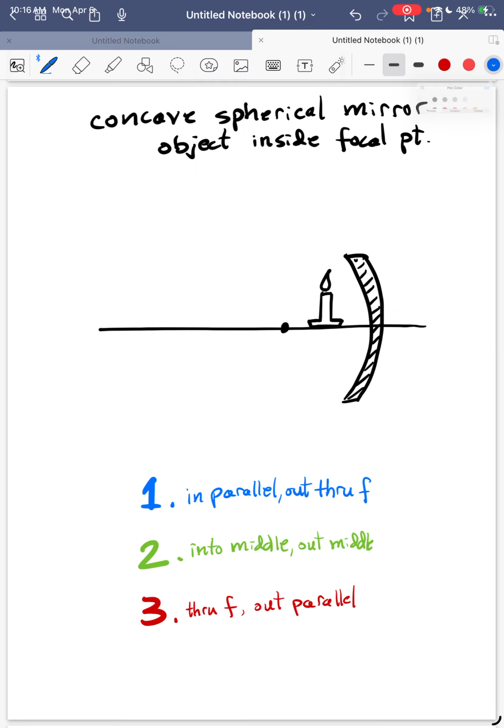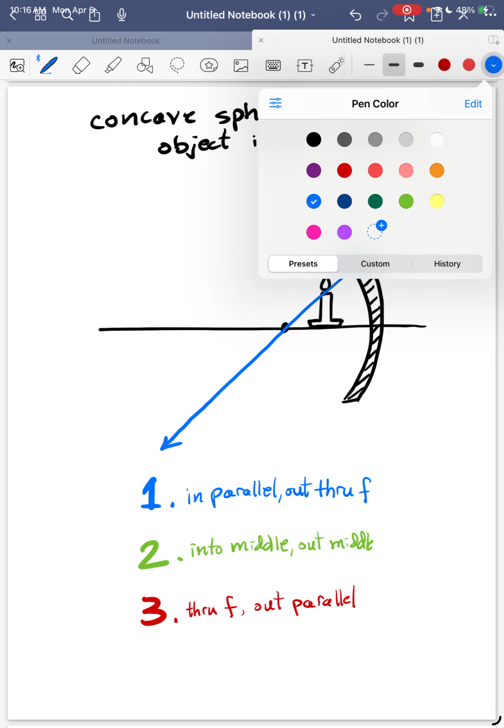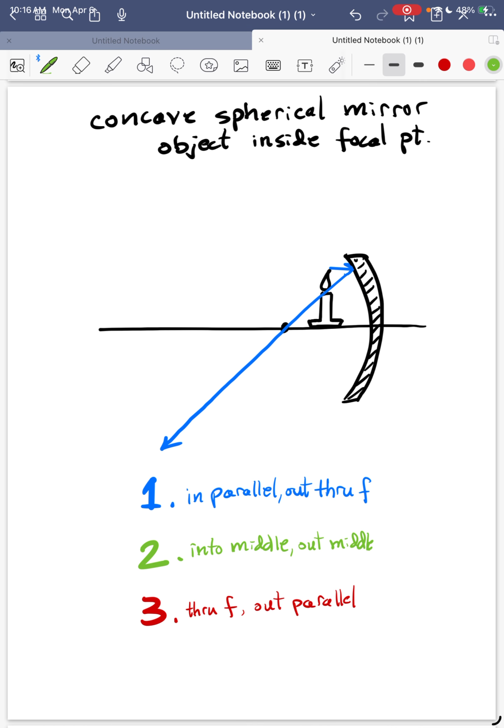So we'll do blue, in parallel, and then out through the focal point. Okay, so this ray is gonna come in parallel to the optical axis. It's gonna hit the mirror, and then it's gonna go out through the focal point, like that. So that's our first ray. The second ray we'll do in green. That's the easy one. It's just into the middle and out of the middle. So it goes right in like this, and it's going to bounce out at approximately the same angle, something like that.